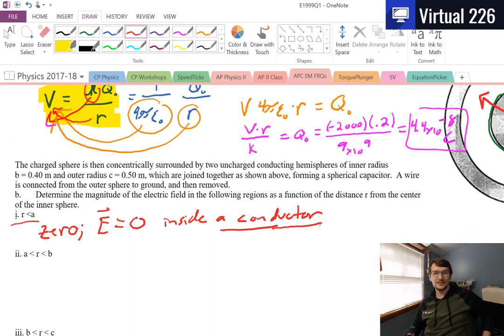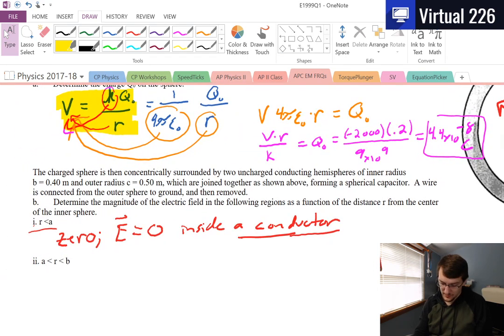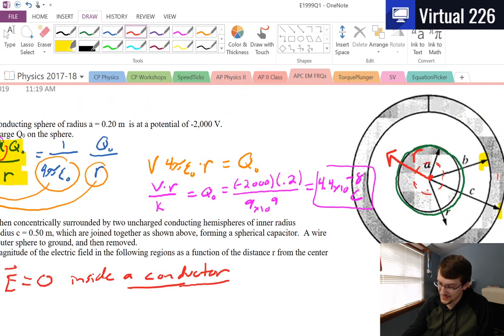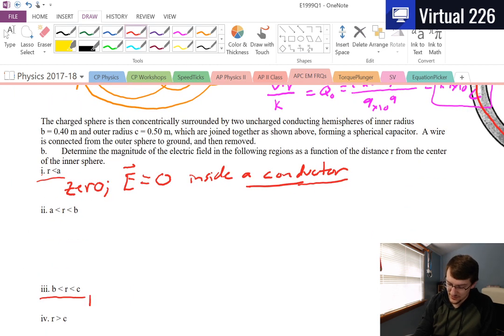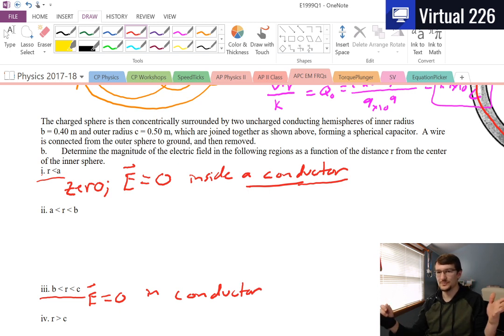That's it. Done. You're inside the conductor. It's 0. Likewise, for part 3, where you're inside this conductor here, like that, your E is also 0 because you're in the conductor. Boom, just like that. So that's kind of neat. You just got half of the part B done in half a second.